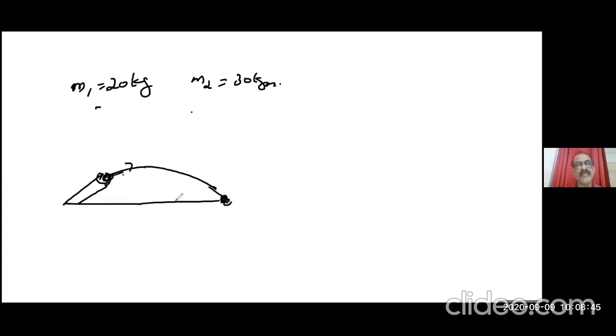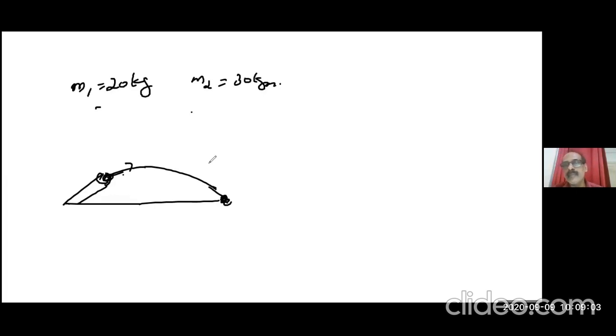With the same velocity, two bombs of 20 kilogram and 30 kilogram are thrown from a cannon in the same direction. Which bomb will reach first?